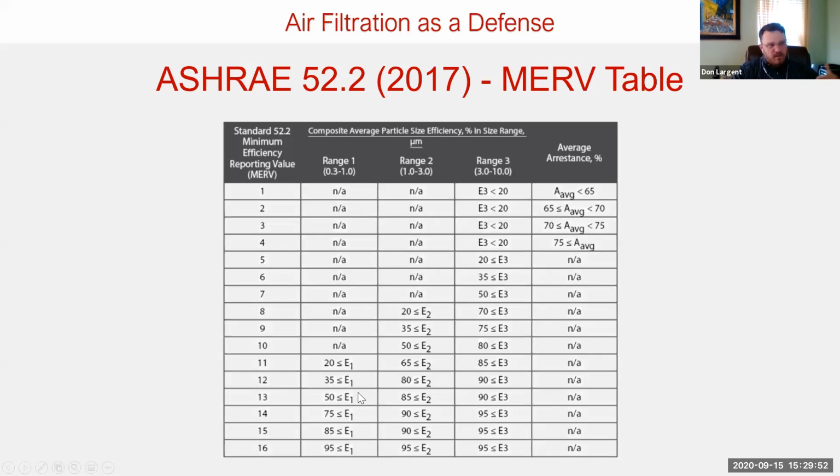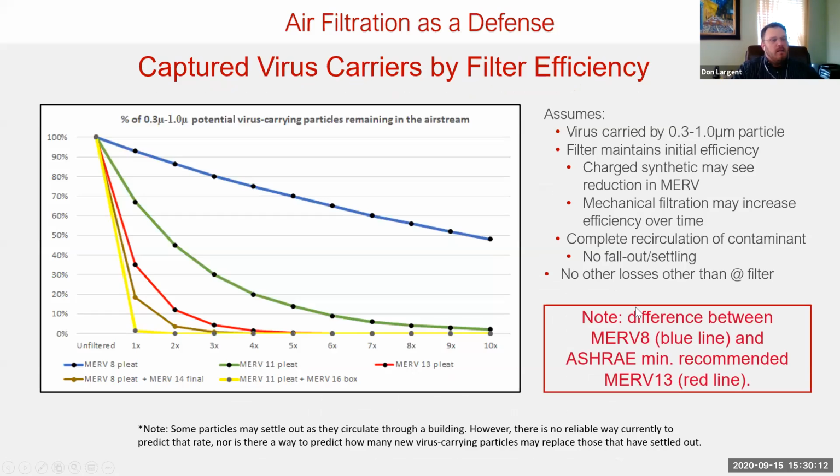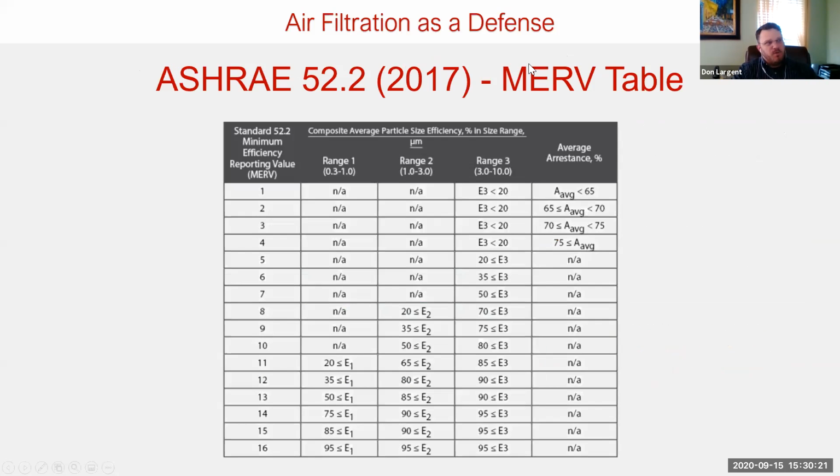When you get up to MERV 13, where the minimum recommended level of filtration is at the moment for ASHRAE, you're looking at 50% efficiency at that small particle range of interest, 0.3 to 1 micron. Obviously, as you step up into MERV 14, 15, and 16, those efficiencies increase as well. So from a purely mathematical perspective, assuming that the virus is carried just on that small particle range of interest, and stepping backwards, you'll notice that in the MERV schedule you've got three different ranges of particle sizes: 0.3 to 1 micron, 1 micron to 3 micron, and then 3 micron to 10 micron. The viruses and airborne pathogens that are going to stay airborne and circulate are going to be in your smaller ranges.